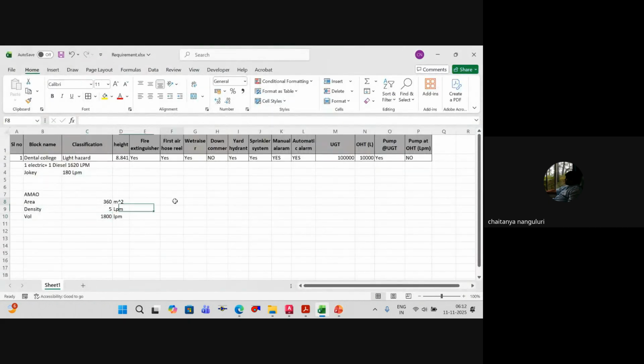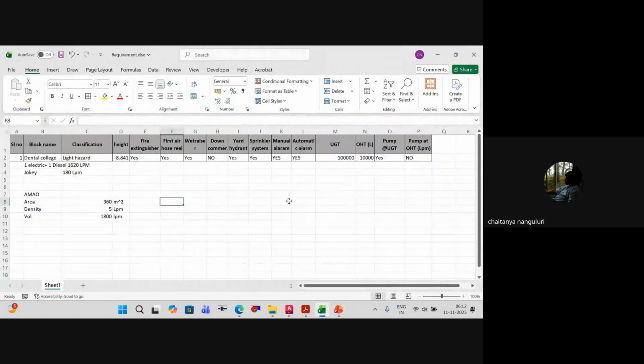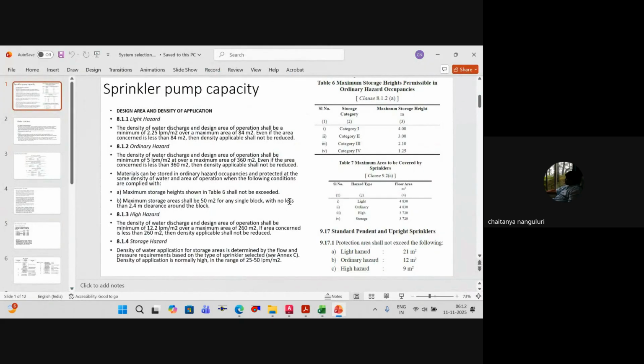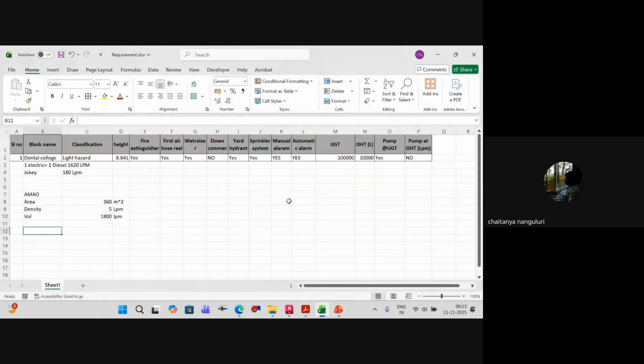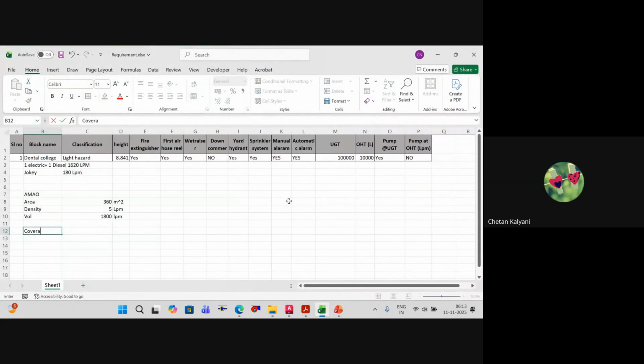So now we have to do the next one, which is ordinary hazard. We have to take ordinary hazard only. The next option of selecting the flow rate is that you have to take your ordinary hazard. So your ordinary hazard is how much? 12 square meters, I mean each sprinkler's coverage area. The area covered by a sprinkler is 12 square meters.